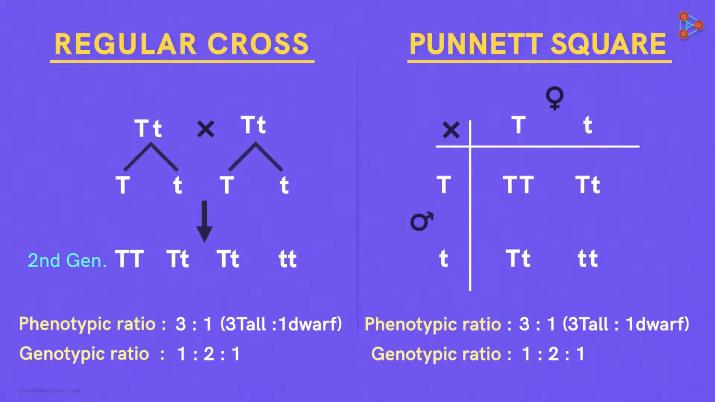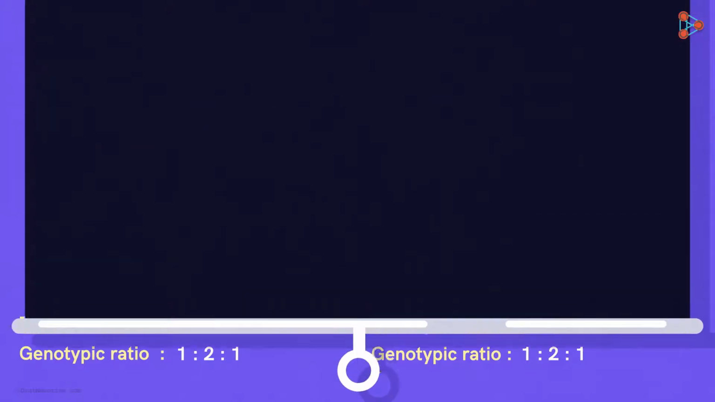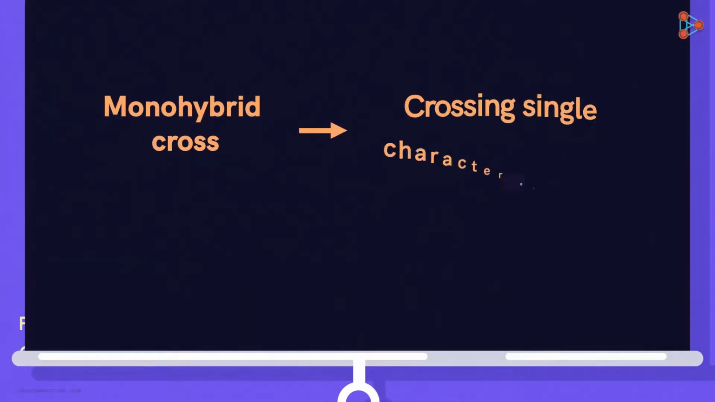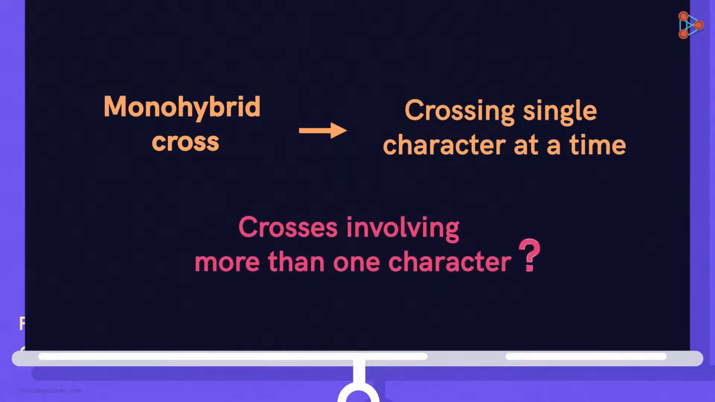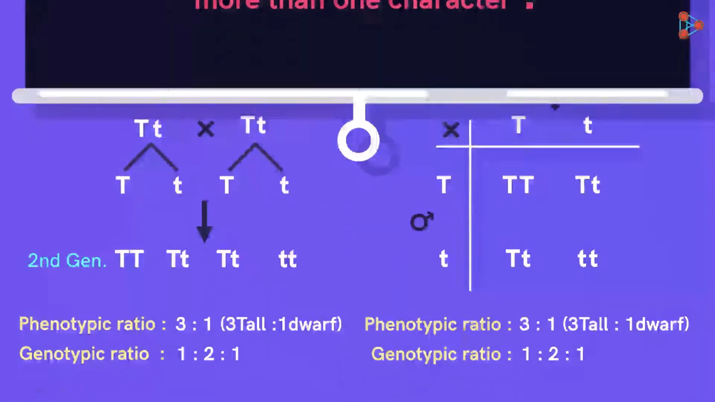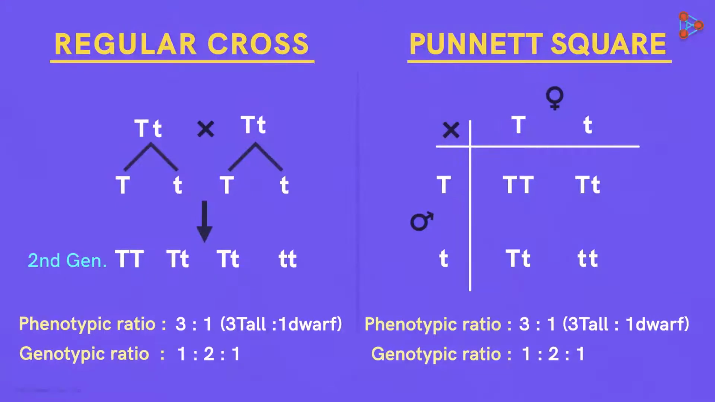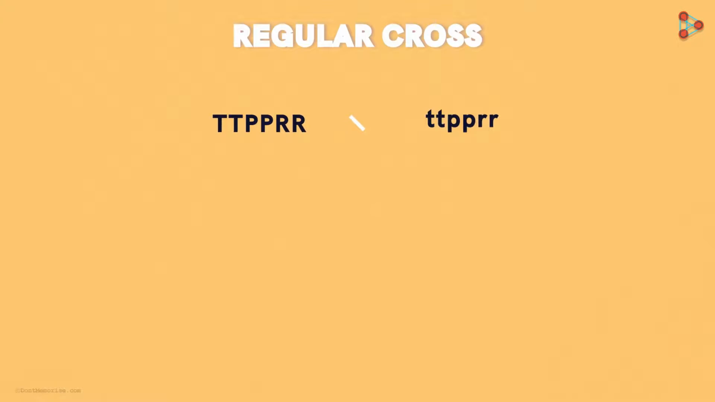Can you guess why this method is used when we can cross the alleles directly? Yes, of course we can find it directly. But that's because a monohybrid cross involves the crossing of a single character at a time. Hence, it's easy. But what about the crosses that involve more than one character? An increase in the number of genes can make the crossing a bit complicated. Say we have 2 or 3 genes.